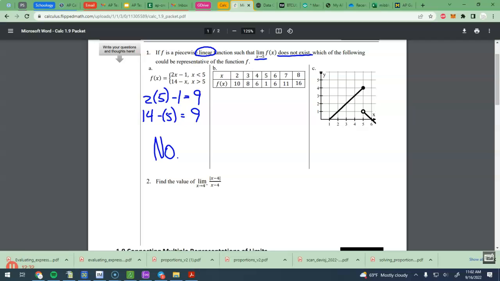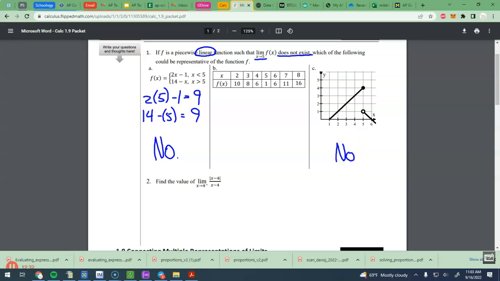Let's jump to C because it's a little bit easier to understand than B. At x equals 5, does the limit exist? Okay, so hold on. Let's talk through it. What's the limit as x approaches 5 from the left? 4. From the right? 1. So overall, does it exist? No, because those are different numbers, right? So this is also a no.